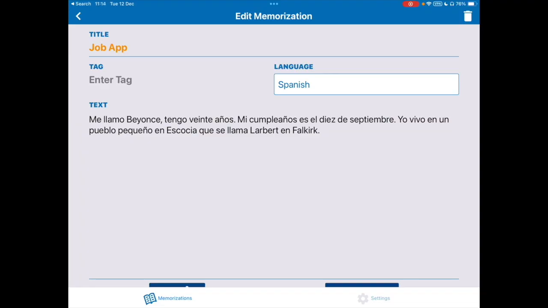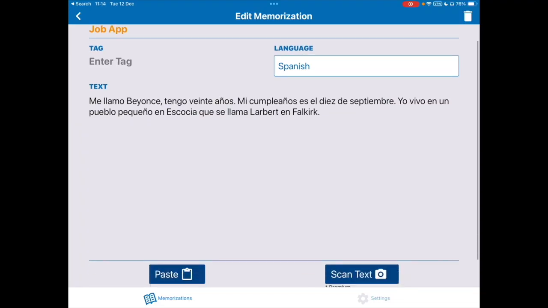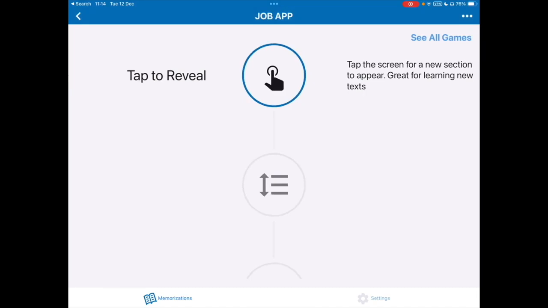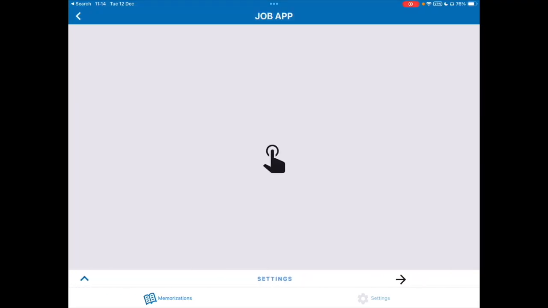Okay, once you have in all the things that you need, you just slide down and hit save, and you can see my job app is waiting there for me, and it then takes me to the game screen. So if it's new to you, you might want to do tap to reveal first. So when you tap on that, you can see each time that I tap on the screen, I've got my first word there. Me llamo Beyonce.